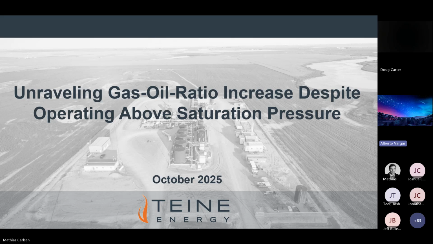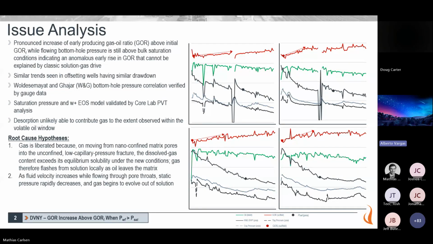We've seen this in a number of our wells. I'm just going to run through the charts quickly here. The red is the GOR. The red dot on the far left side is the initial GOR. Green is the oil rate. Bold black is bottom hole pressure.